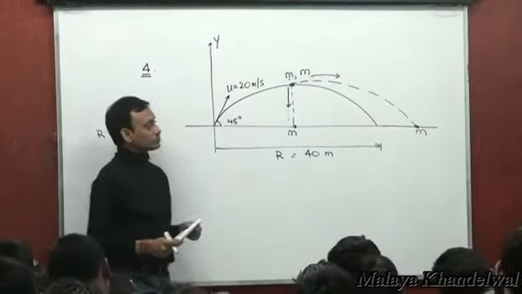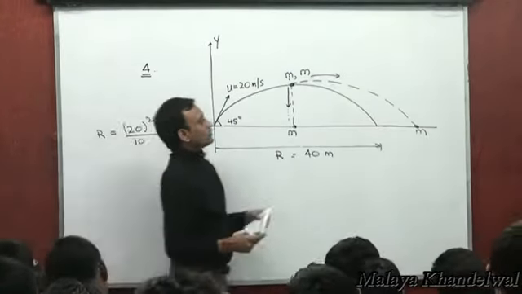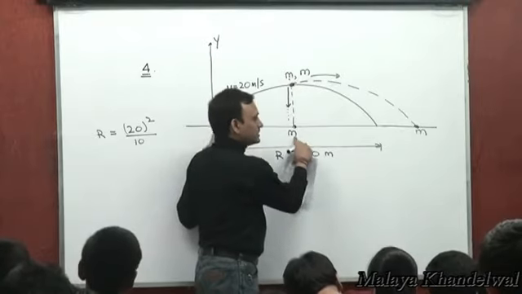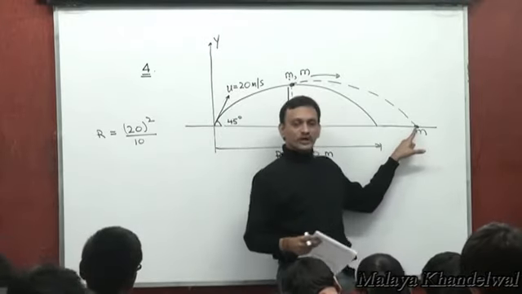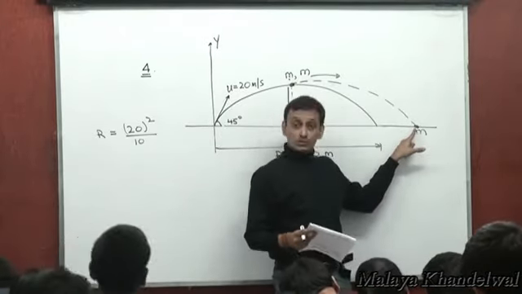We need to find out. So we know where this fragment lands. This fragment lands at 20 meters. This is half of the range, 20 meters. We need to find out where exactly this other fragment is going to land. That's what we need to find out.